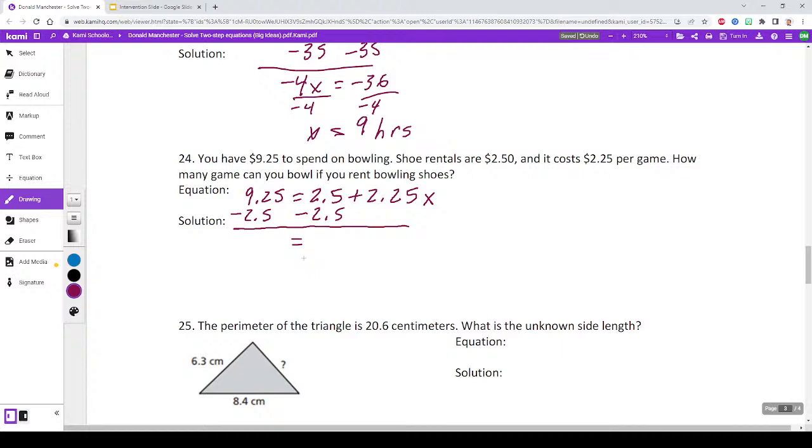$9.25 minus 2.5 gives us 6.75. And then that's 2.25x. We divide 6.75 by 2.25. That gives us 3. So you can bowl 3 games.